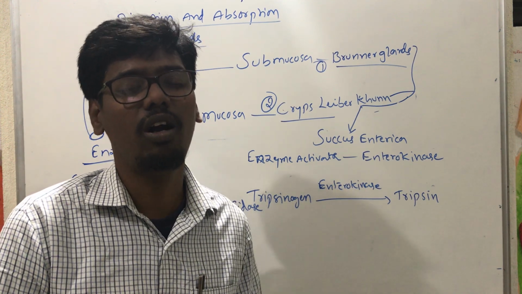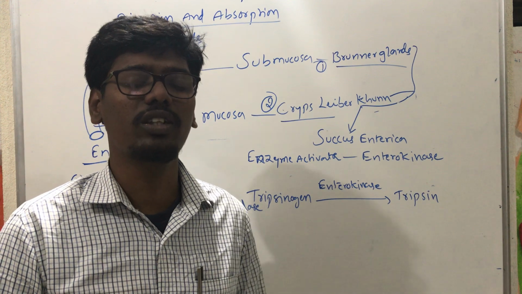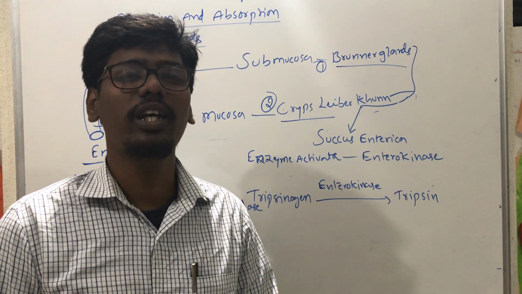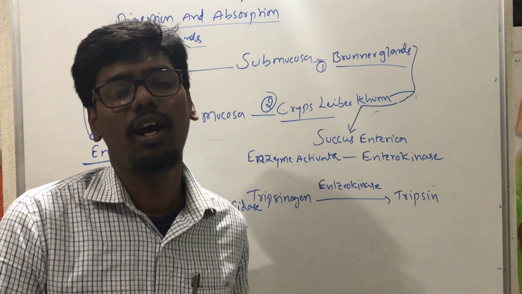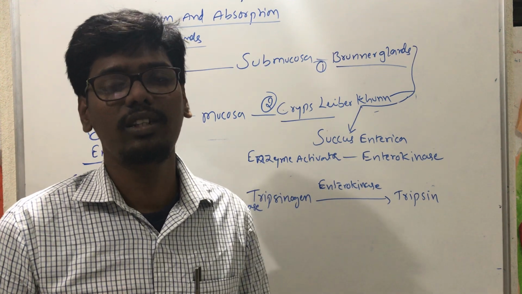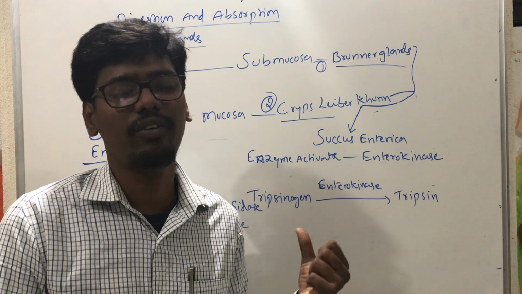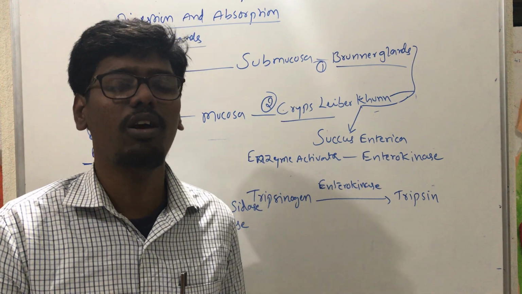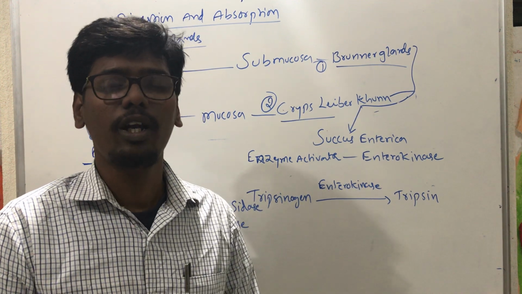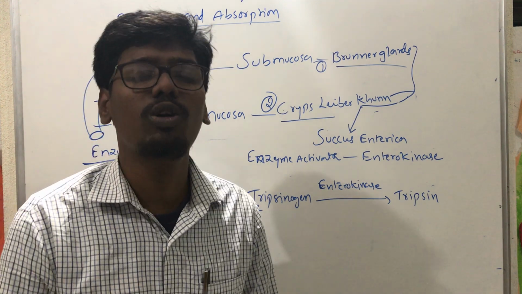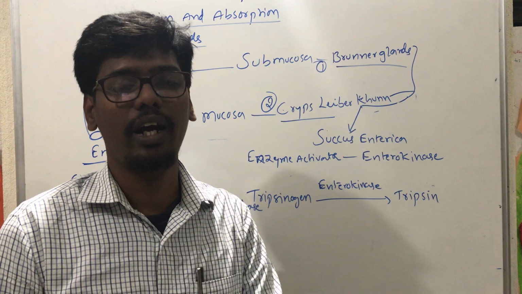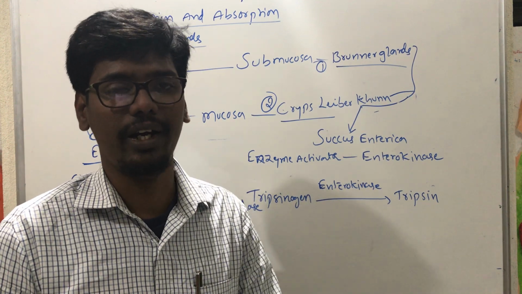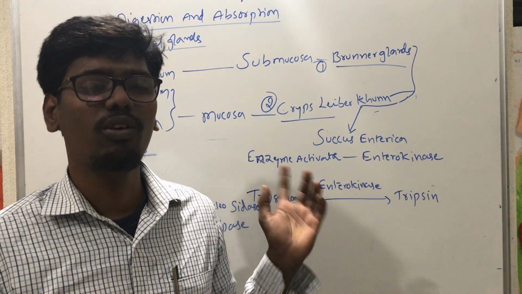And one more function is the Cori cycle. In the Cori cycle, lactic acid is converted into glucose to give energy. And one more thing is lipid metabolism. Lipid metabolism means the excess amount of fat is stored in the liver in the form of triglycerides. So the liver does many functions.